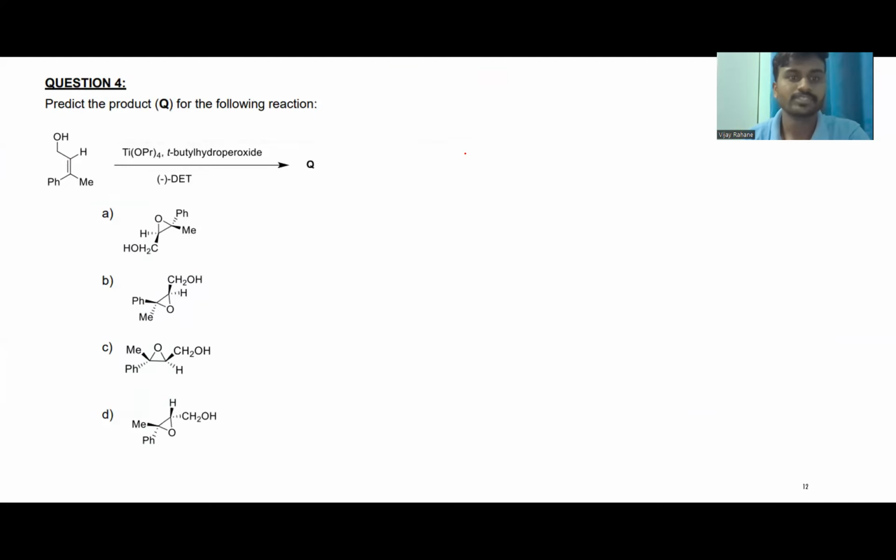This is a question on epoxide formation, an example of plus diethyl tartrate and minus diethyl tartrate. So these are very simple questions, but there is some trick to solve this type of question. Before going to solve the actual question, I will just show you some trick here.